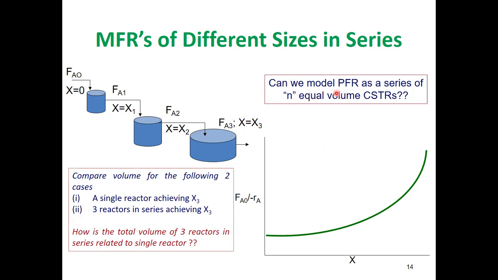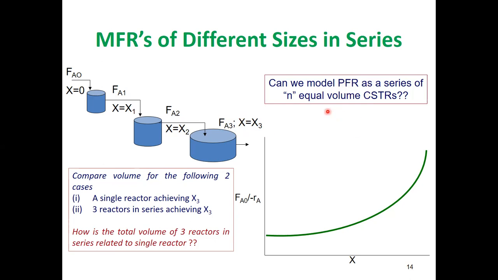There is another question. Can we model a PFR as a series of N equal volume CSTRs? The answer is yes. However, as we discussed yesterday, as you increase the value of N, the behavior of your identical equal volume CSTRs in series will be comparable to just one PFR of equivalent volume of your N reactors, specifically N MFRs in series. So you just have to multiply the volume of one reactor by the total number of CSTRs in the series, and you will need to work it out using the performance equation, this time of the PFR.